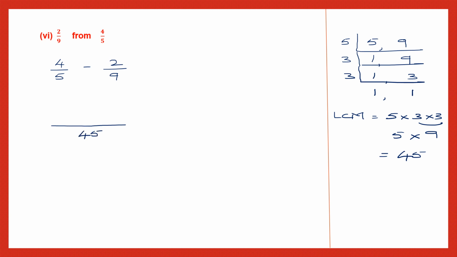Now the first fraction denominator is 5. 5 into 9 is 45. So multiply 4 also by 9. 4 nines are 36. Minus. Next fraction. 9 into 5 is 45. So multiply 2 into 5. 2 fives are 10. So 36 minus 10 is 26. 26 by 45. Now 26 by 45 cannot be reduced further because there is no common factor between these two numbers. So our final answer itself is 26 by 45.